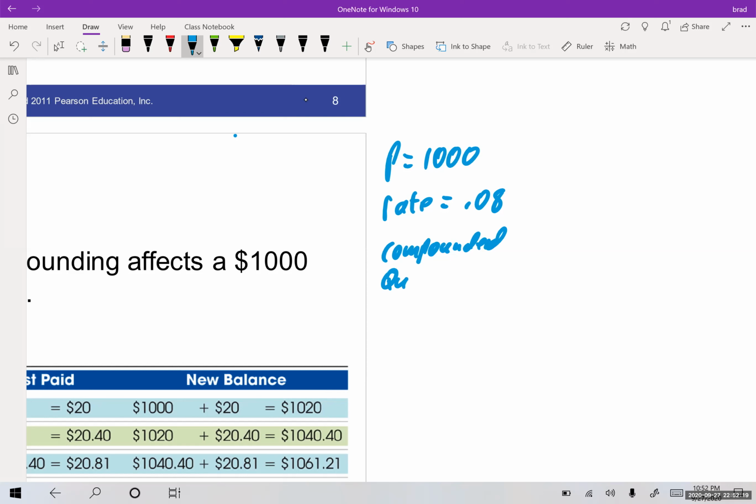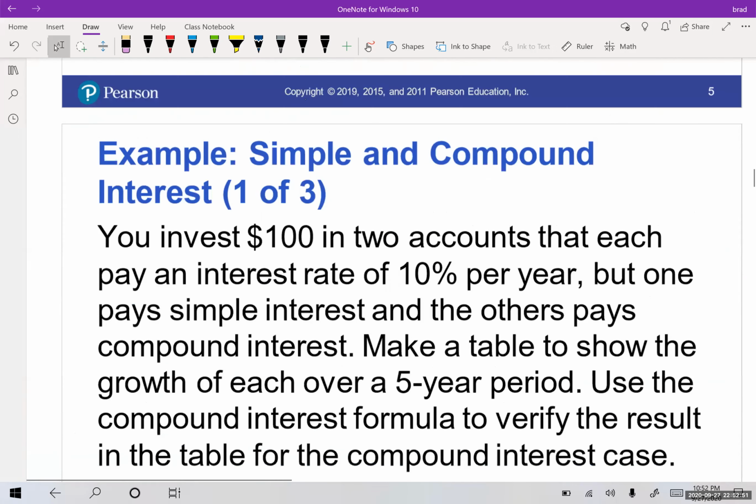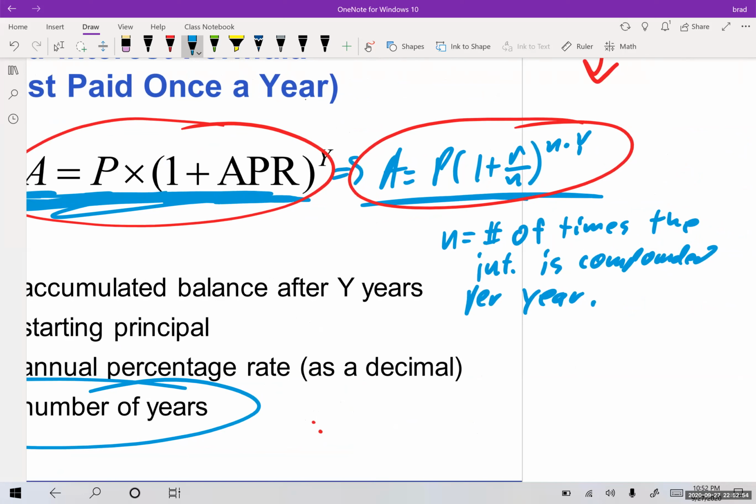Quarterly. So that means 4 times per year, right? So that's where I would say that N equals 4, because it's compounded quarterly, 4 times per year. Okay. So I'm going to take my formula. A equals, I'm going to take $1,000 and I'm going to compound it: 1 plus, now I'm going to do 0.08 divided by 4. So this is the formula that I showed you guys over here. So this one takes into account our N. Okay, so we have to account for that.